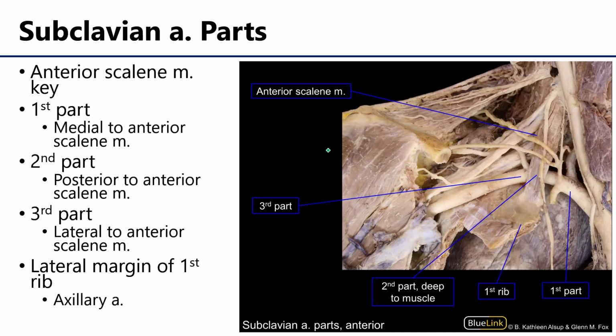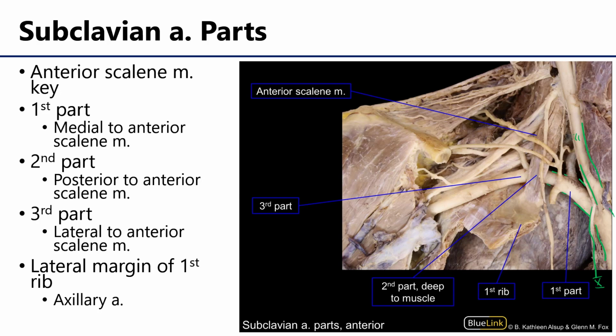Now let's take a look at the subclavian artery. So just to orient you, I'll outline, there's the brachiocephalic trunk. There is the common carotid artery ascending the sheath. There's the vagus nerve coming down there, so that's cranial nerve 10. And then there's the subclavian artery.